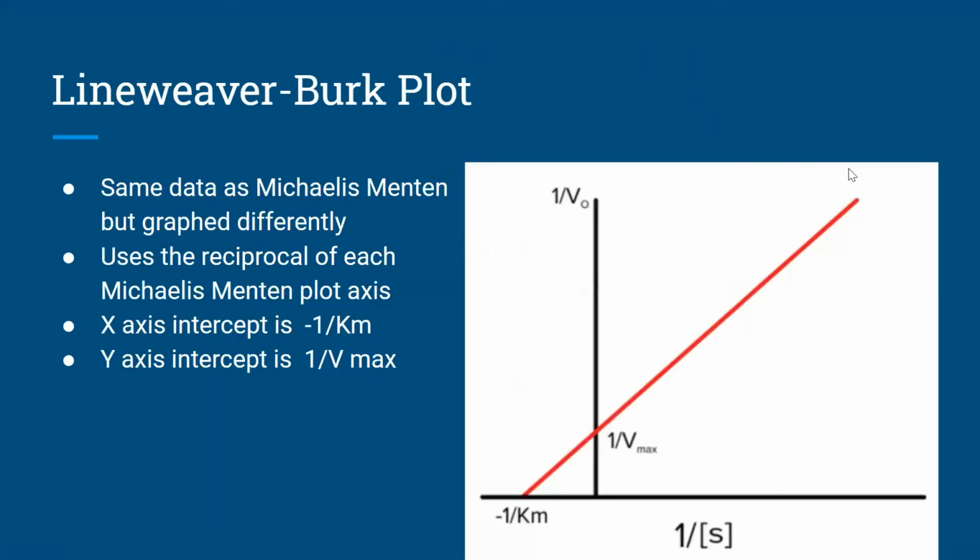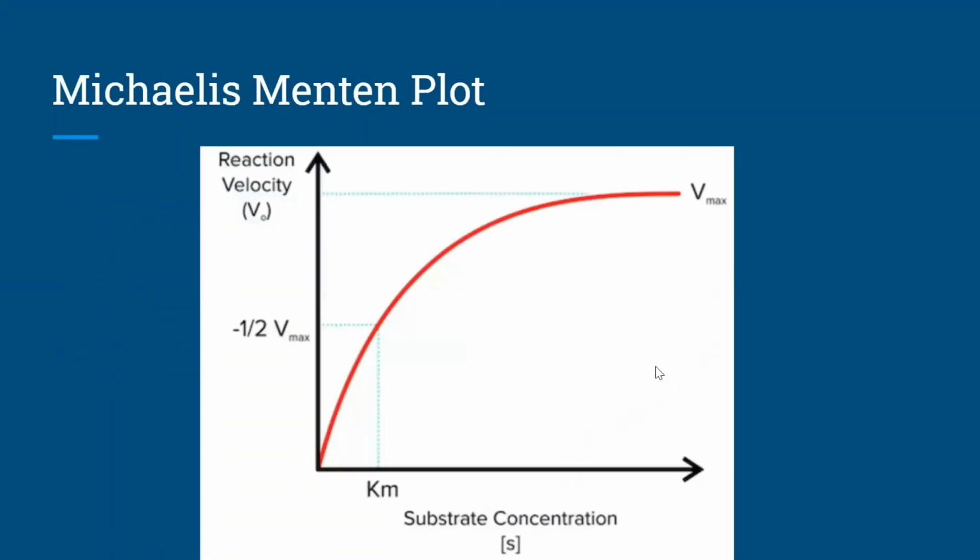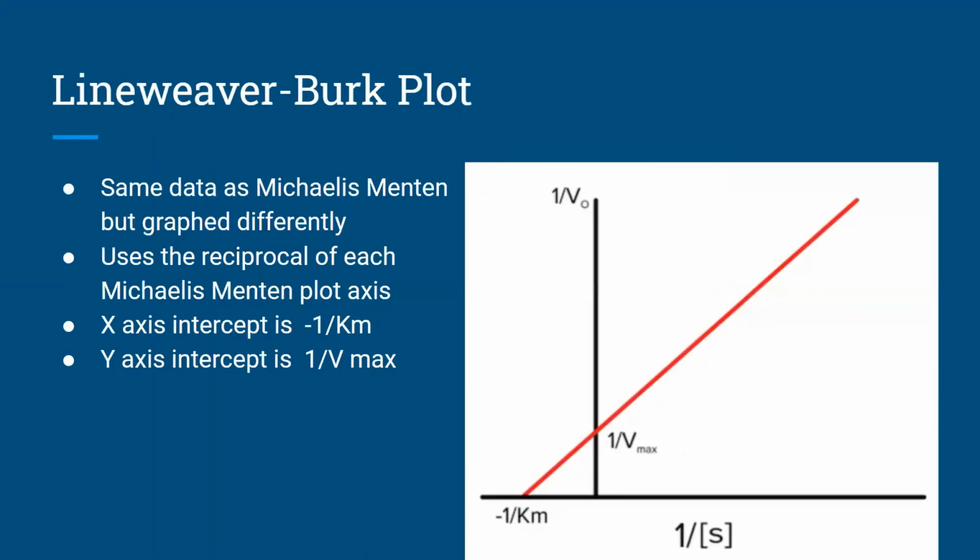And so the next one is called the Lineweaver-Burk plot. It graphs the same data as the Michaelis-Menten, but it's graphed differently. As you can see, the Lineweaver-Burk plot has a constant slope, so it's a standard line, while the Michaelis-Menten has more of a curved graph. The Lineweaver-Burk just tries to simplify the data that is graphed as a Michaelis-Menten plot. It uses the reciprocal of the Michaelis-Menten plot axes.